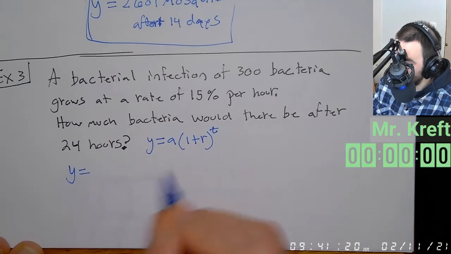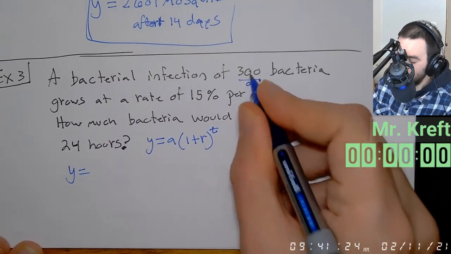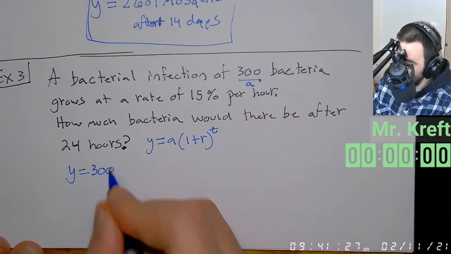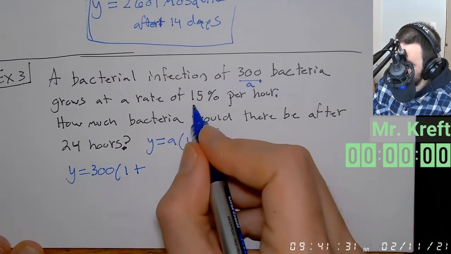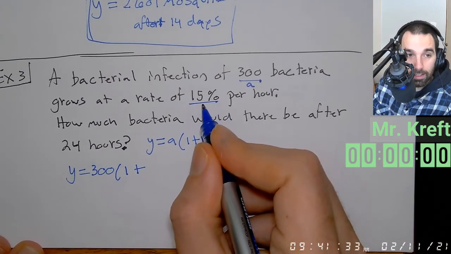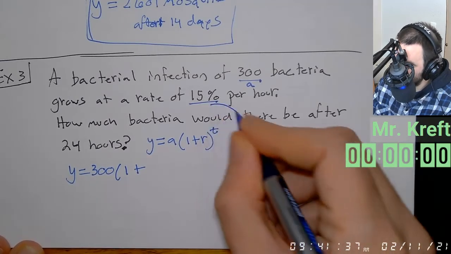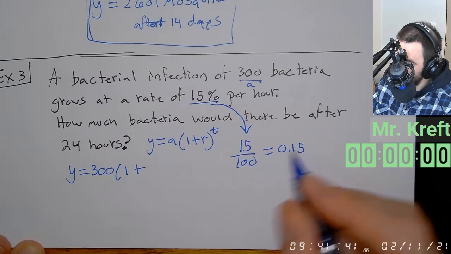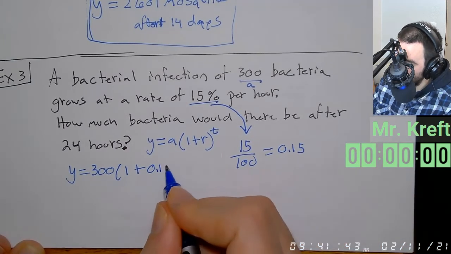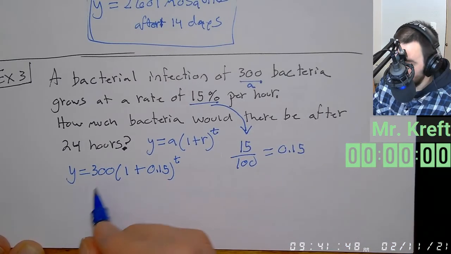So when I go to write my equation, my initial amount, this is my A, that's 300. And then I'm going to have 1 plus my rate. I've got to get this to a decimal, so 15 out of 100, that's going to be 0.15. So I go 0.15, and that's to the t. So there's my equation.